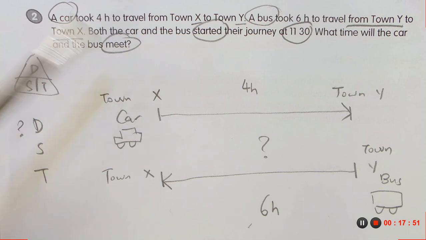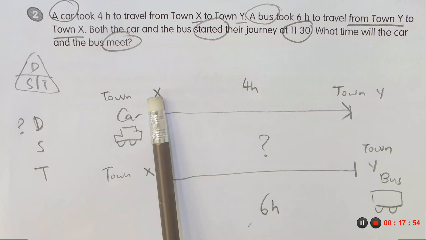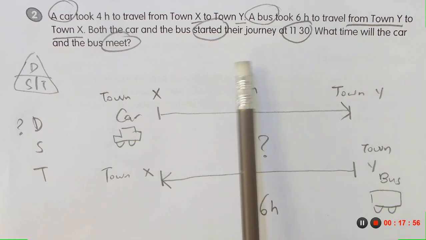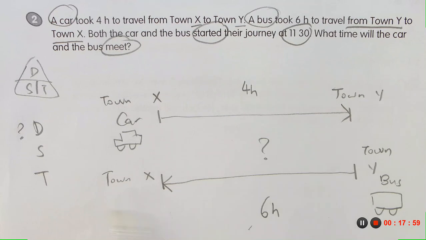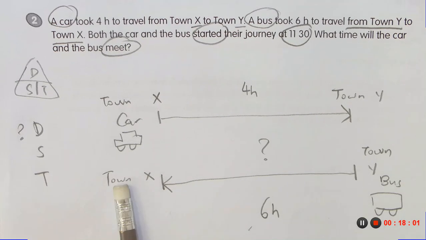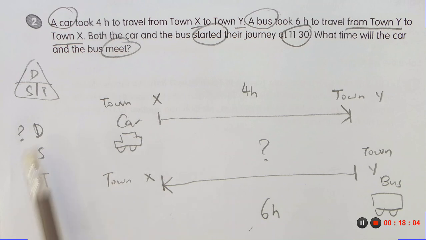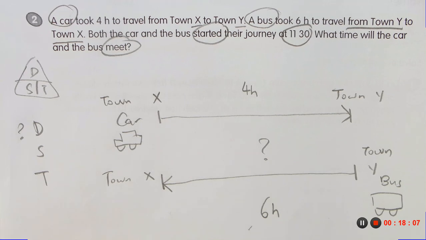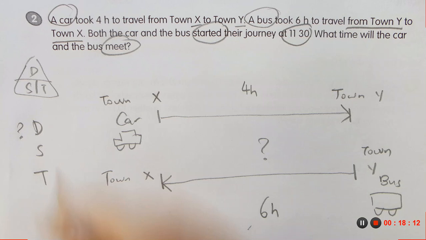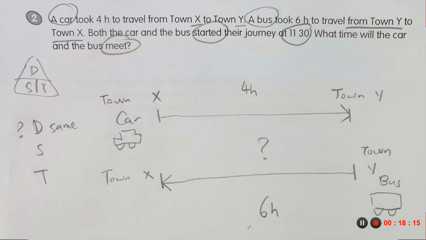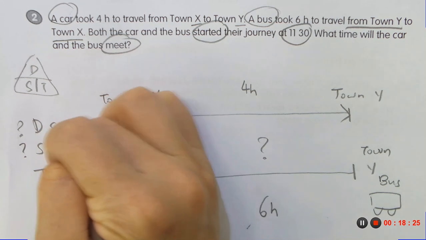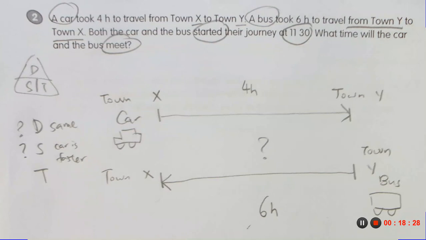Car X to Y, 4 hours. Bus Y to X, 6 hours. Do we have the distance between X and Y? Don't have. But what do we know about the car and the bus? The distance is the same. Do we have their speed? You also don't have. But what do we know about the speed? The car is faster, the bus is slower. That's all.